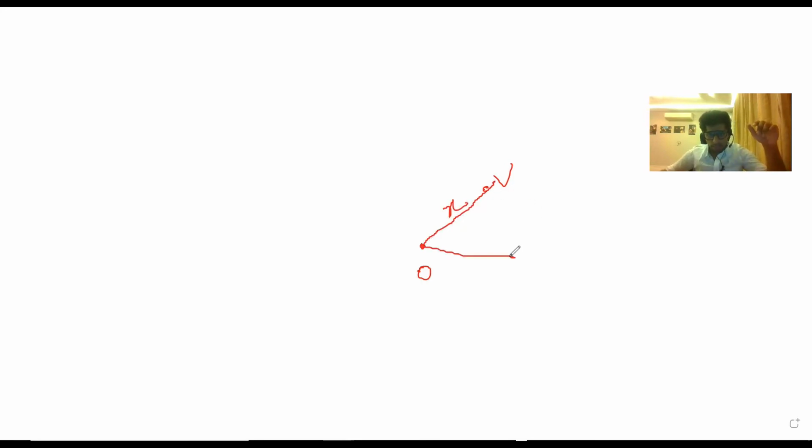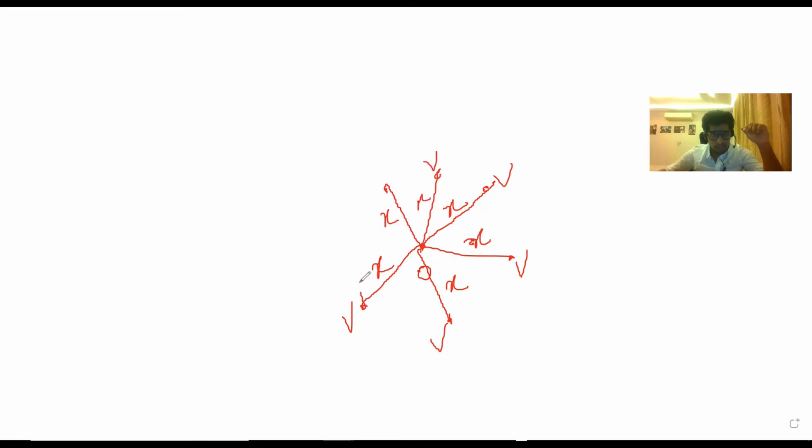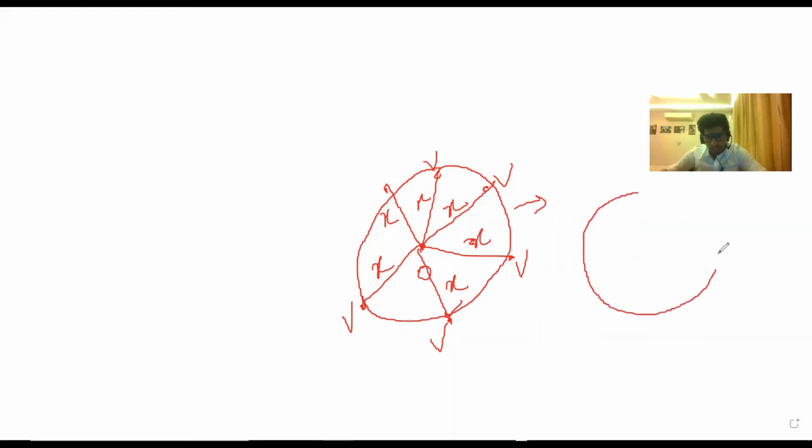So this is fixed. Here's V again. Now V comes here. X is fixed. X always remains constant. The distance is always constant. So what do you find when you join all the infinite number of V's that are present? You get a circle. The shape seems like a circle. So this is a circle.